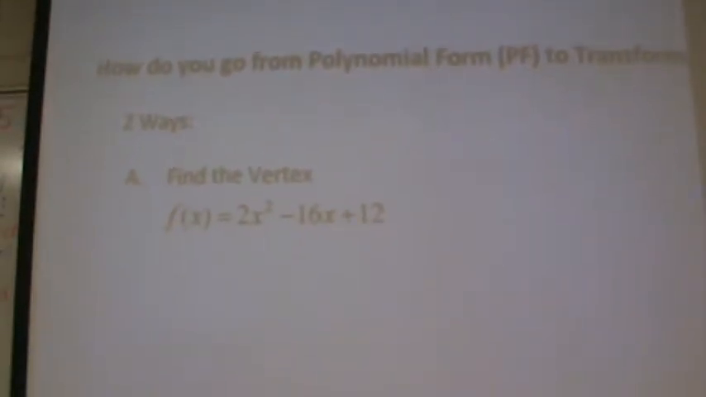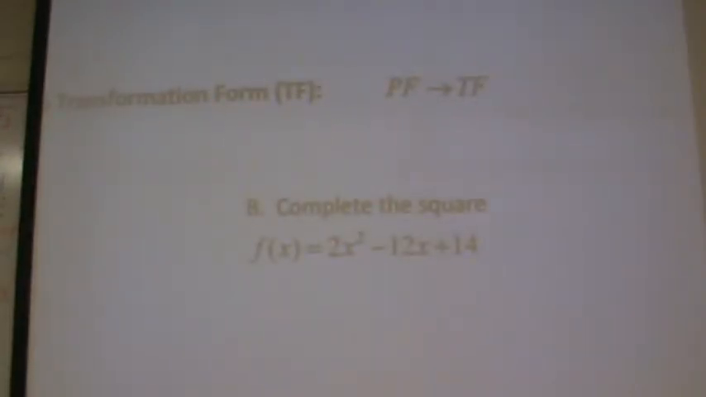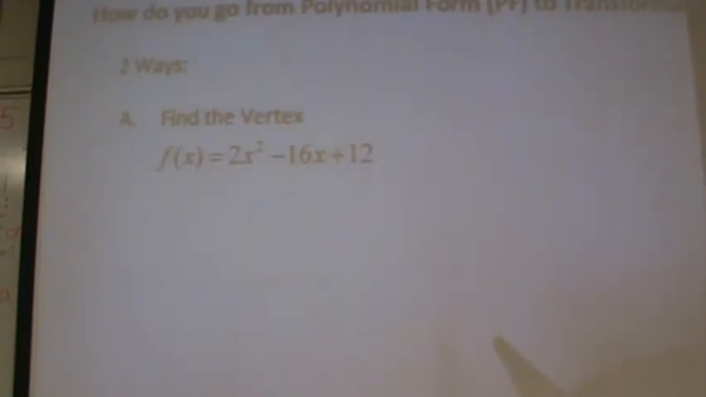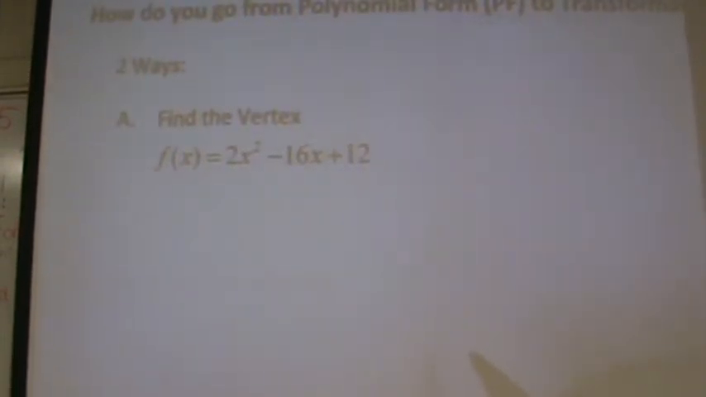How do you go from polynomial form to transformation form? And why do we want to be able to write these in transformation form? What does transformation form give us? It gives us the axis of symmetry and the vertex, which are the max and the mins of the problems. So I'm going to show you 2 different ways to do this.